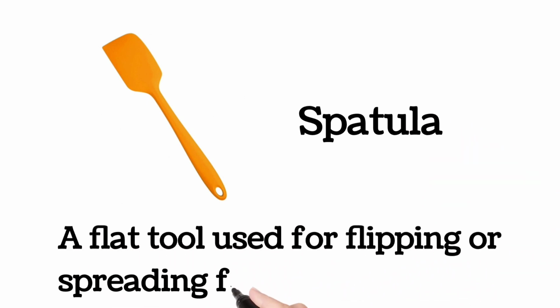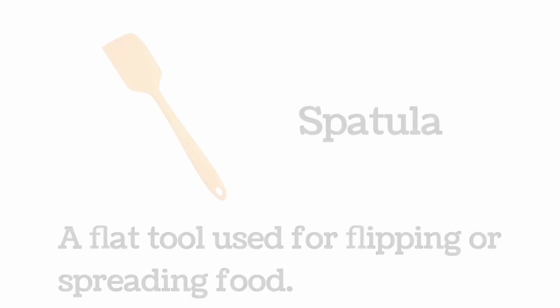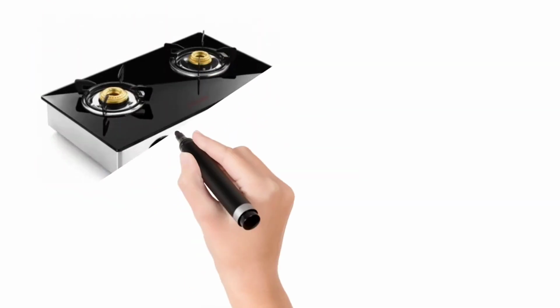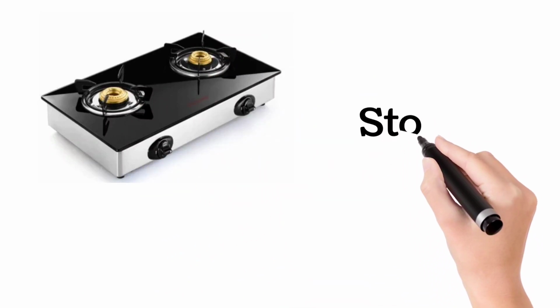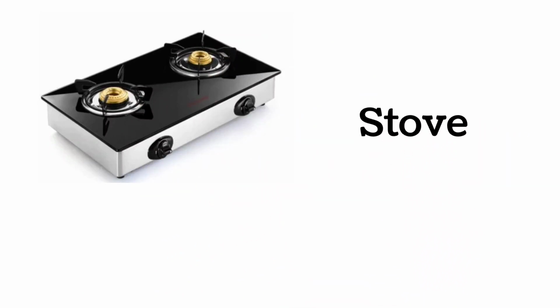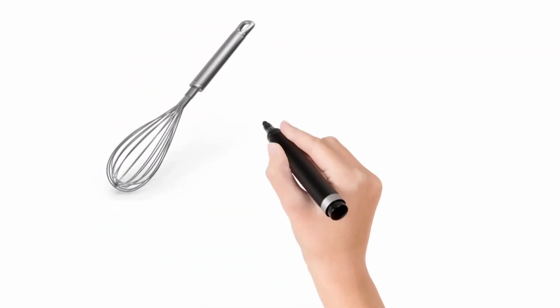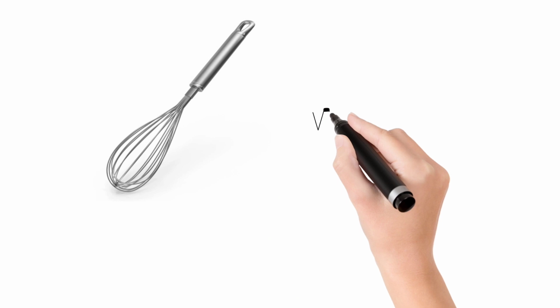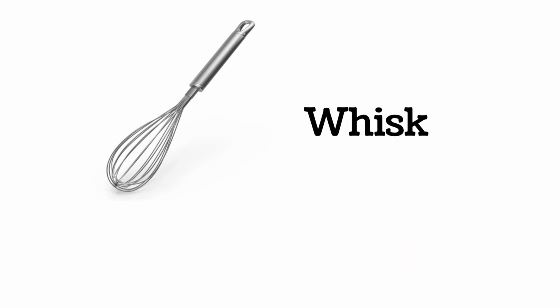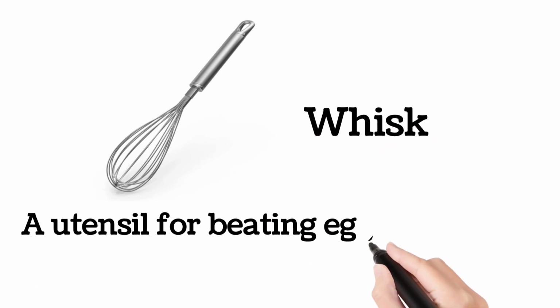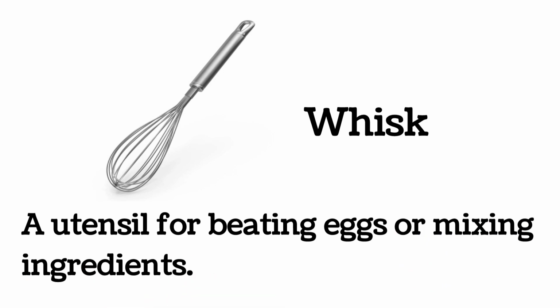Spatula. A flat tool used for flipping or spreading food. Stove. A cooking appliance with burners for heating pots and pans. Whisk. A utensil for beating eggs or mixing ingredients.